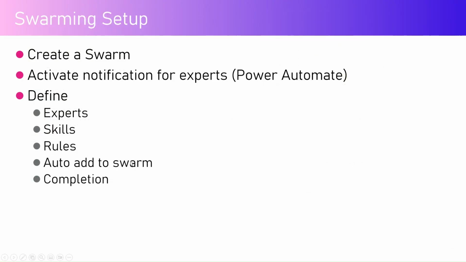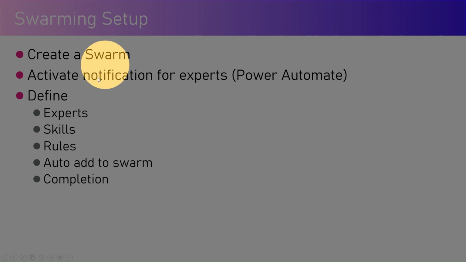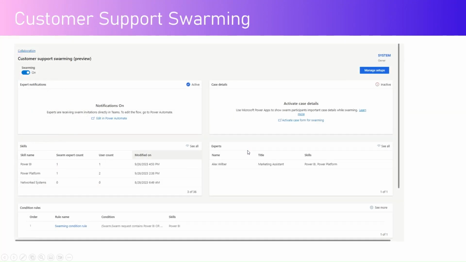Now, swarming setup. You need to create a swarm first and activate notifications for experts, for example, Power Automate. Basically, this is a Power Automate card which gets presented to the user in Teams to receive the swarm notification. You can define the experts, skills, and rules. You can auto-add to the swarm. All these things can be done while setting up the swarm.